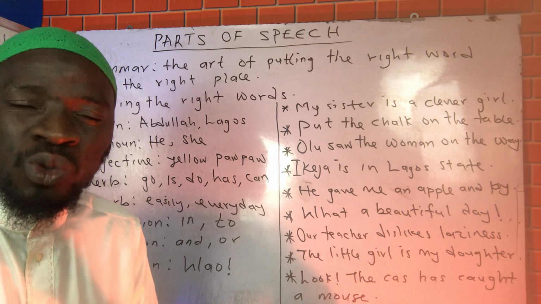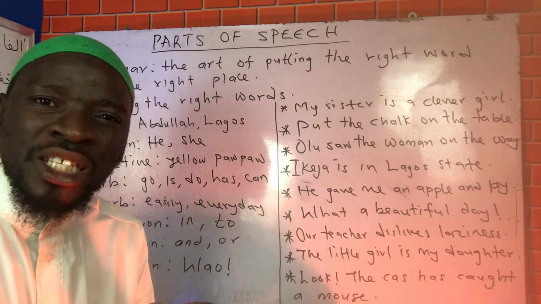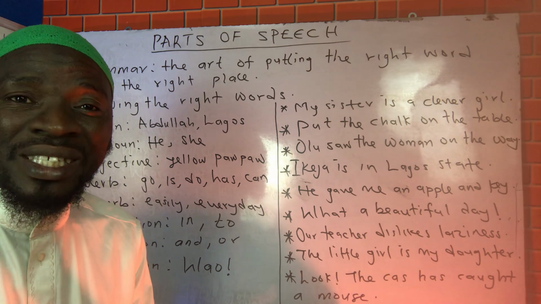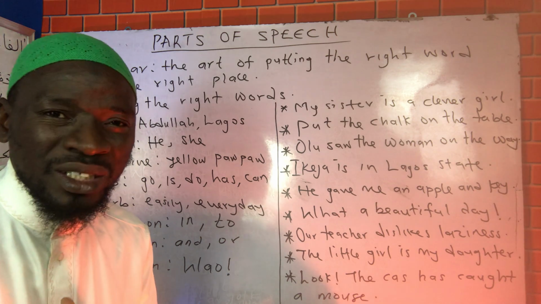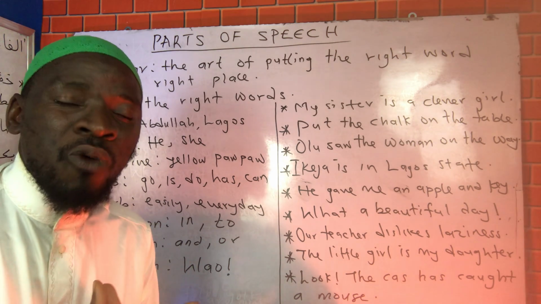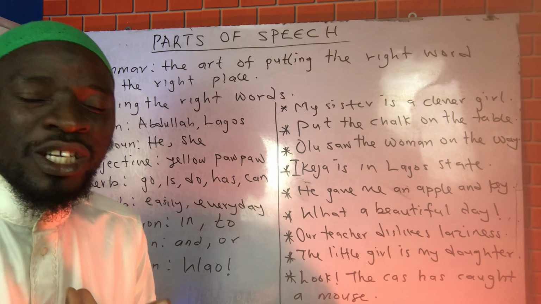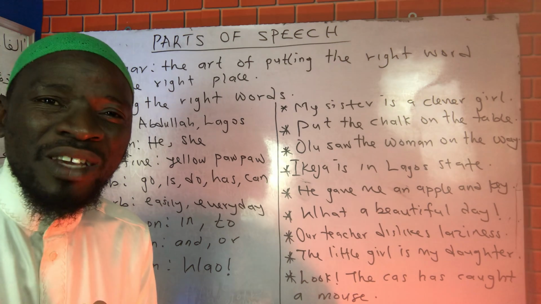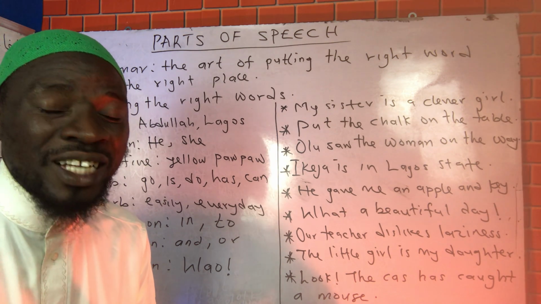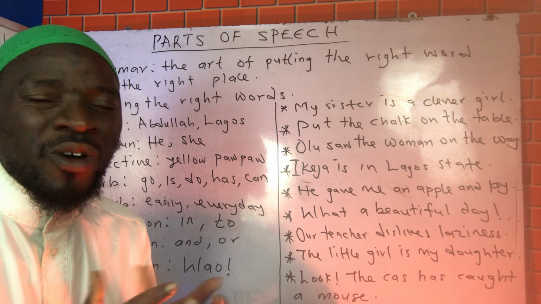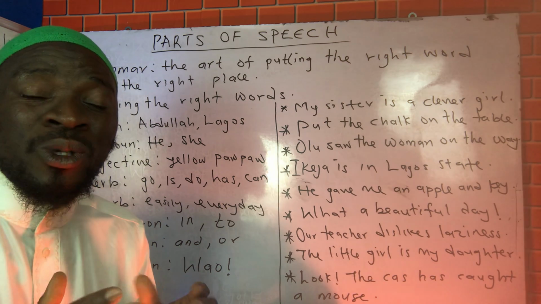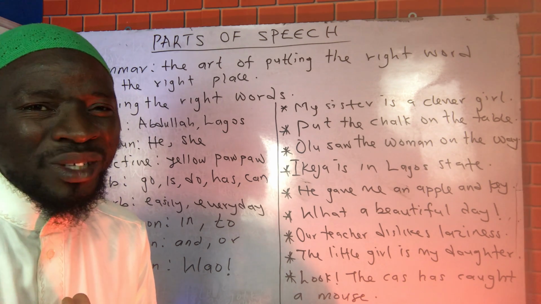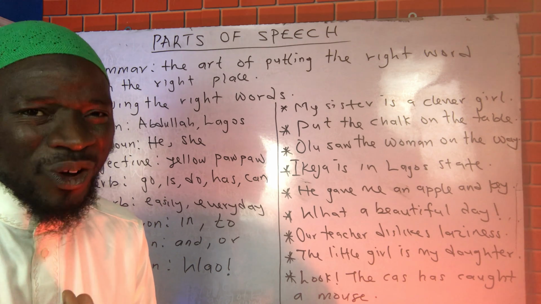Before we talk about the right words and the right places in which we put these words, there is need for us to understand what makes a speech. Those words that are combined together to give us a meaningful sentence or speech are what is known as parts of speech. Parts of speech are those 8 elements that are combined together to give us meaning, to make us understood, and to make us understand others.